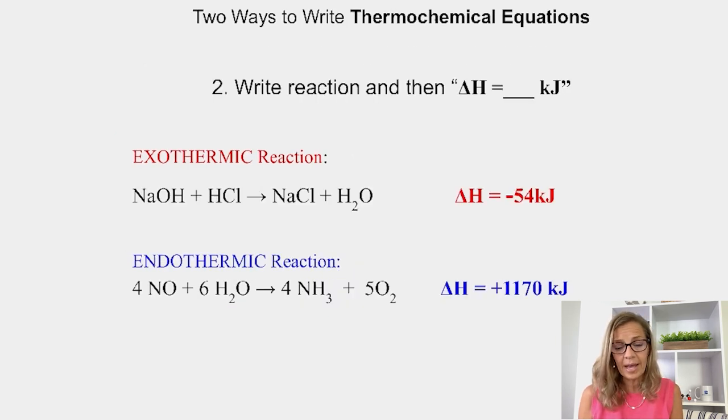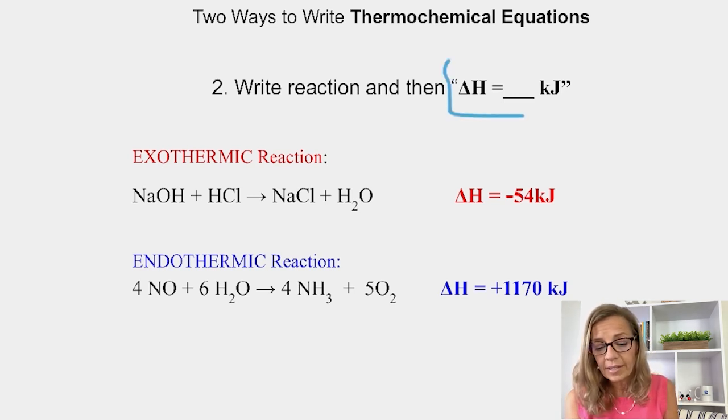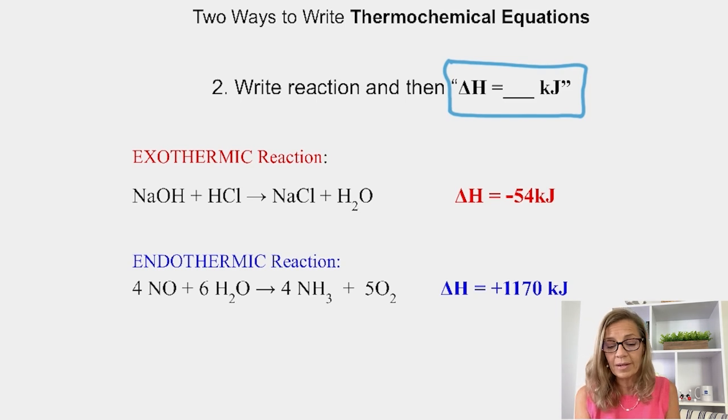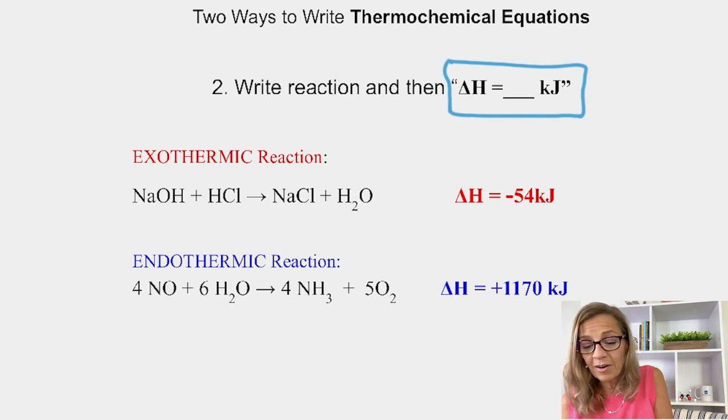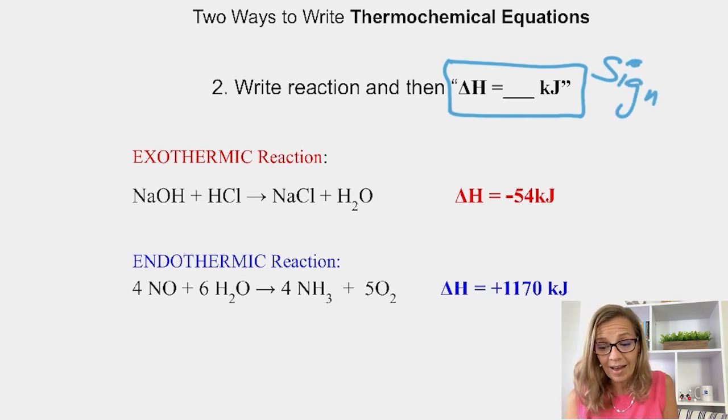Now the second way is you write the reaction, and then over to the side you're going to write delta H equals and then blank kilojoules, okay? And it could be positive or negative. So you're going to write the reaction, and then beside it tell what the enthalpy change is. Now the sign is going to be very important, and so you're going to have to add the sign here.